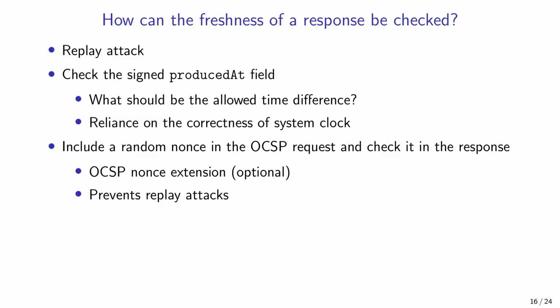So, if we use the nonce extension, we don't need to rely on the correctness of the system clock, but we need to have a decent enough source of randomness, right? Now the problem with this extension is that it is not mandatory for the server to support this extension, and it makes this mechanism vulnerable to so-called downgrade attacks. For example, if a client sends a nonce in the request but gets back a response without the nonce extension, there is no way to distinguish whether it is a replay attack or this is a legitimate response from an OCSP service which simply does not support the nonce extension.